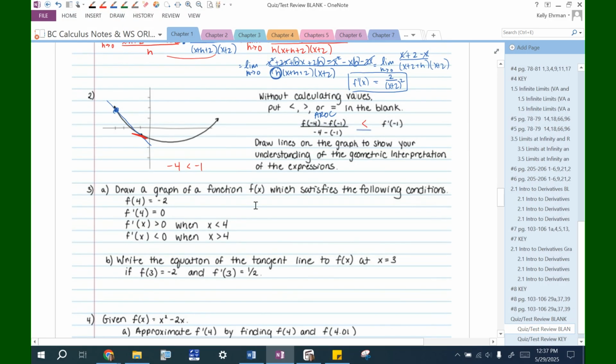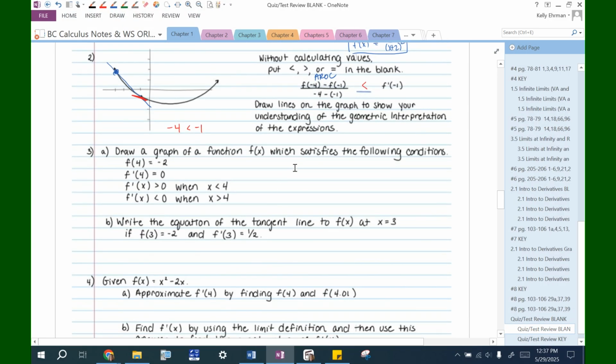Okay. Draw a graph of a function f of x which satisfies the following conditions. We could have different graphs for this, but they're probably all going to be fairly similar. First thing to do for sure is plot the point you're given. That's foolproof, right? So 1, 2, 3, 4, 1, 2. Here's the point we all have to have. F prime of 4 is 0.